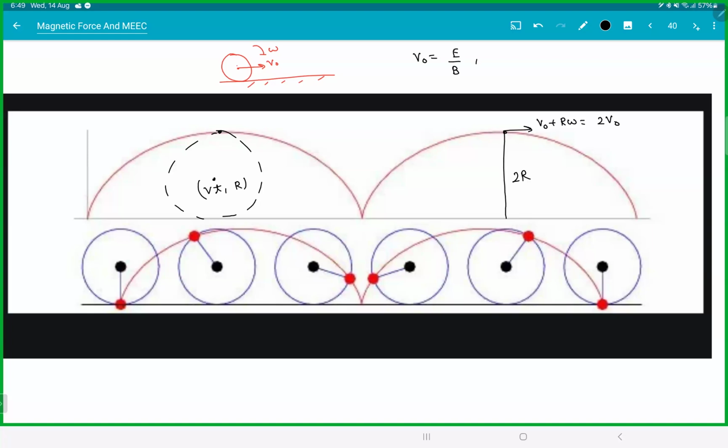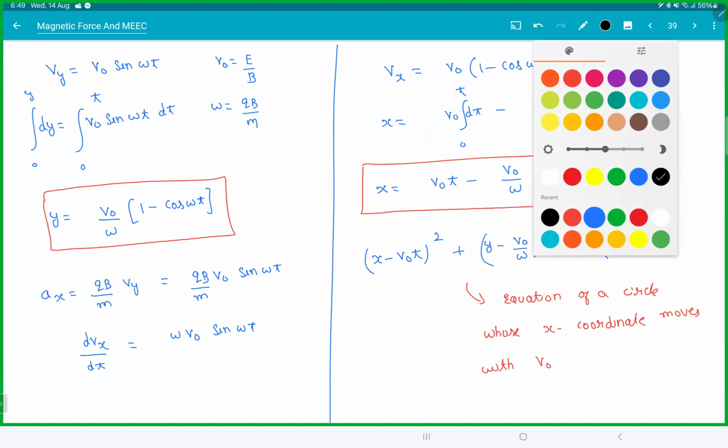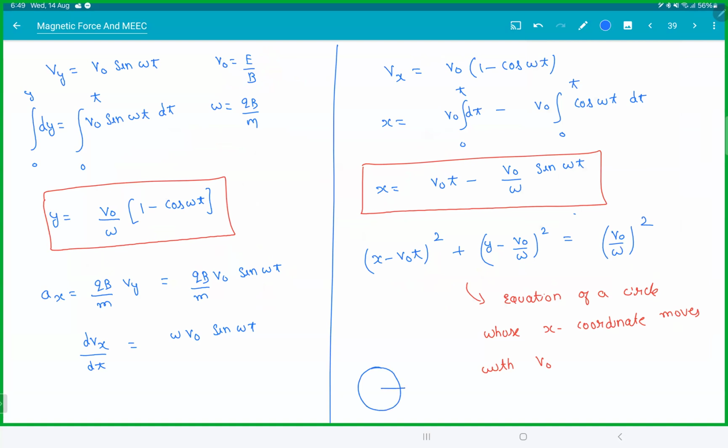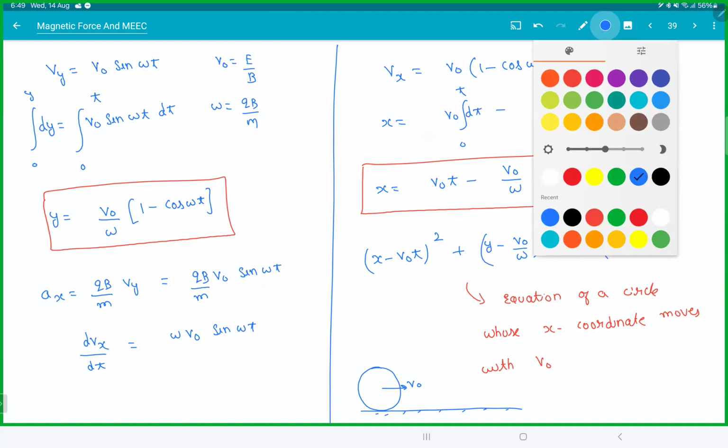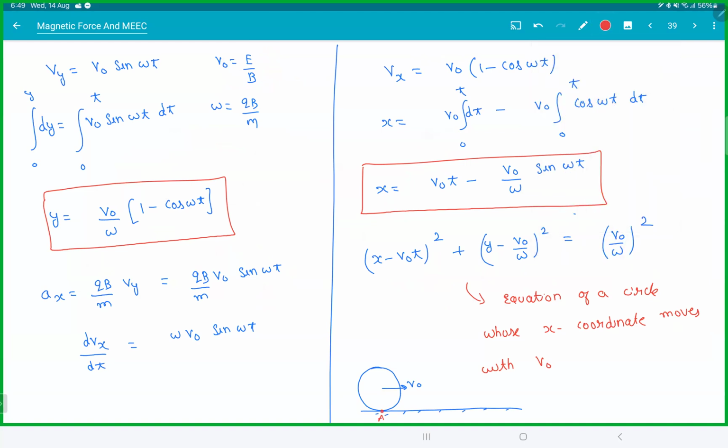And what is r? r is nothing but v naught by omega. What is omega? Omega is qB by m. So you can just replace like this. You can replace this whole thing with a particle going with v naught on a circle. Initially the particle is here, this point A. So I'm asking you to find the coordinates of this particle when it is rolling on this wheel. You just take horizontal motion and circular motion and finish it off.